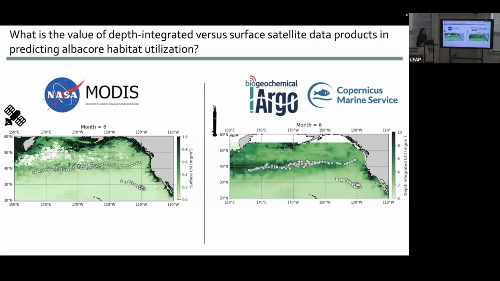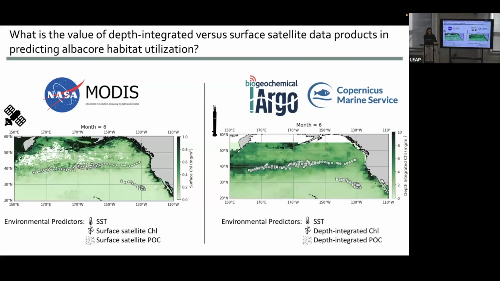So we compared the performance of these two different models, which were trained on similar but slightly different environmental predictors. The satellite model was trained on SST, sea surface temperature, and surface satellite chlorophyll and POC, while the float model was trained on sea surface temperature and depth-integrated chlorophyll and POC.